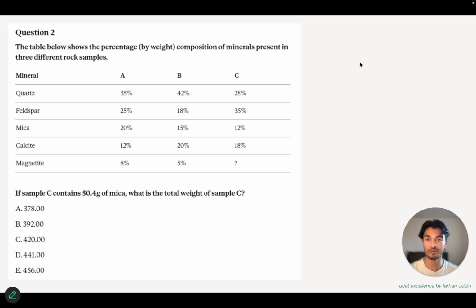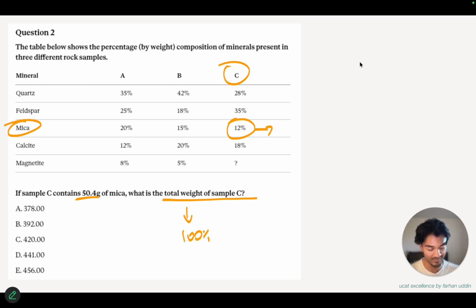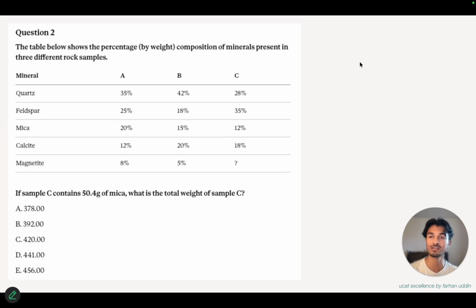Cool. Okay, so let's run through this one now. It's a very similar concept. We know if sample C contains 50.4 grams of mica, which is 12%, then what's the total weight of sample C? What does total weight mean? It means we're trying to find 100%. What do we have? We've got 12%, which is 50.4. So we end up getting 50.4 divided by 0.12, which gives us our answer of C, 420 grams. Perfect. Basically a one-step solution to this question.